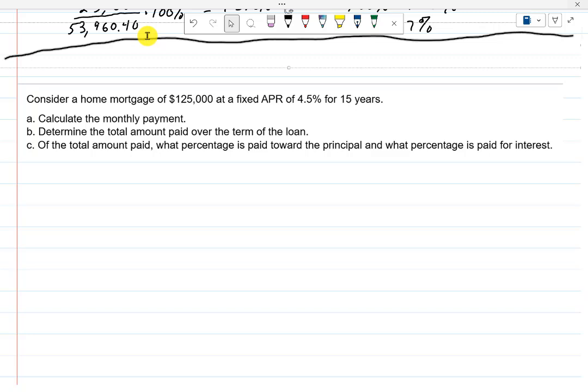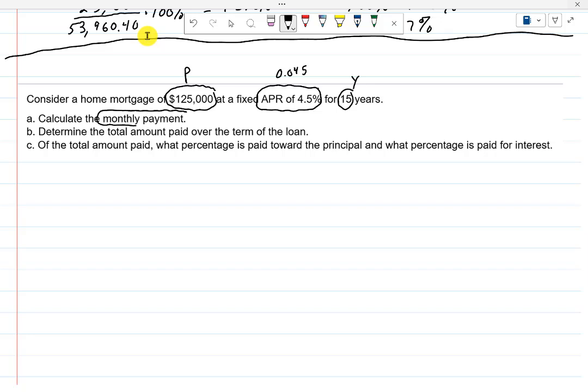In this example, we have a home loan. This is the amount that you've borrowed, the $125,000. That's P. The APR is 0.045. 15 is the number of years. And then the monthly payment means that we're going to do N equals 12. So let me write down the formula, then I'll write down the calculator version of the formula. So I have my PMT is going to be, I'll write the formula down.